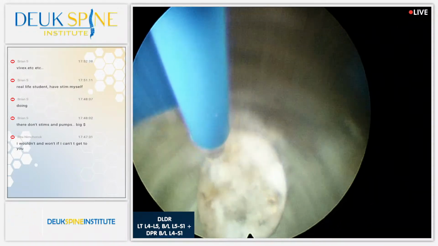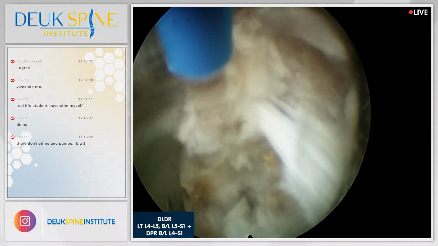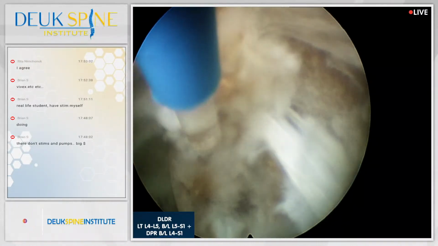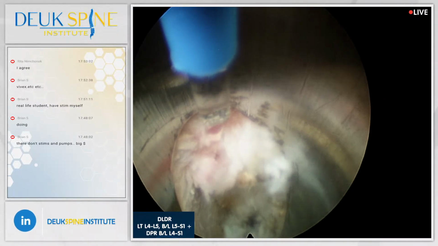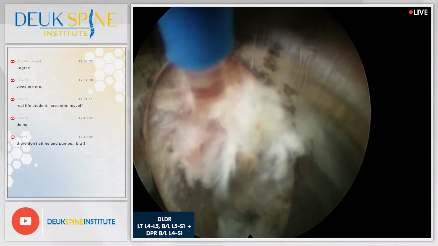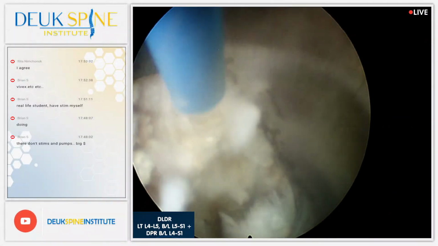Well, this is the right L5-S1. You can see how degenerated the disc is. That's kind of cool right there, a little band of scar tissue. You see that? And there's the inflammation right there. That's what we're here for, right there. You get rid of that, you get rid of the back pain.